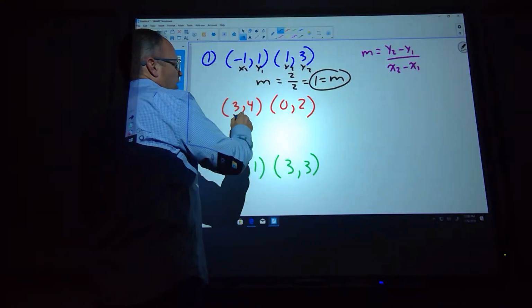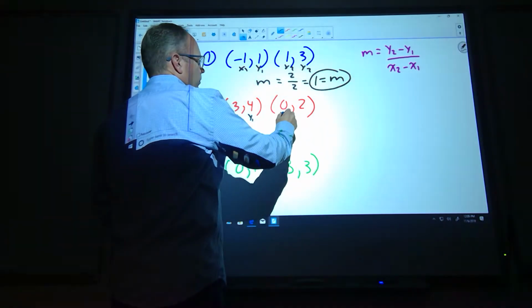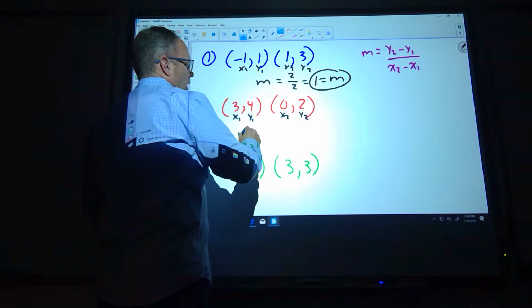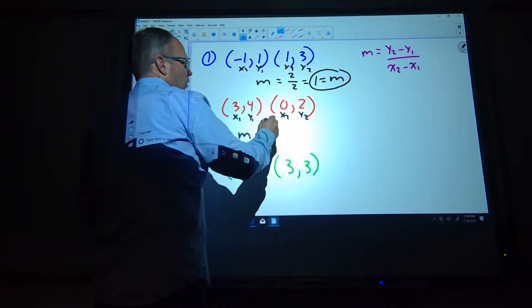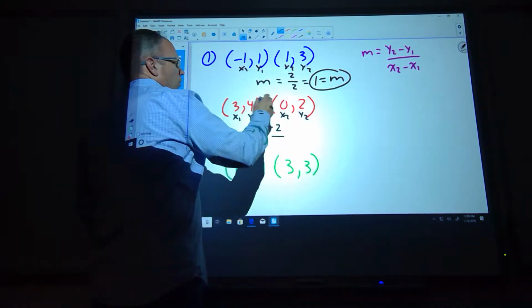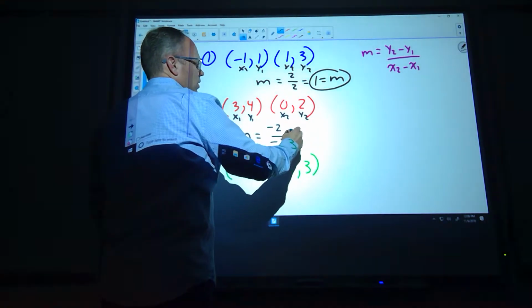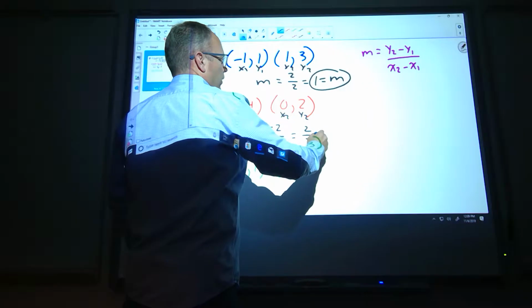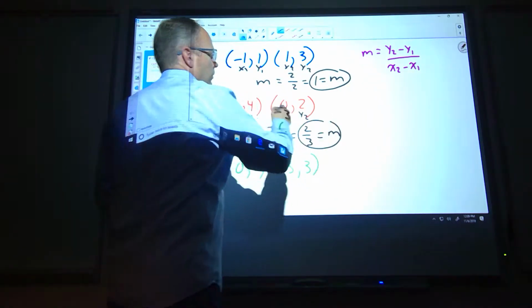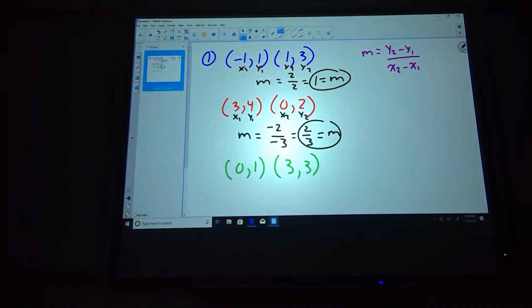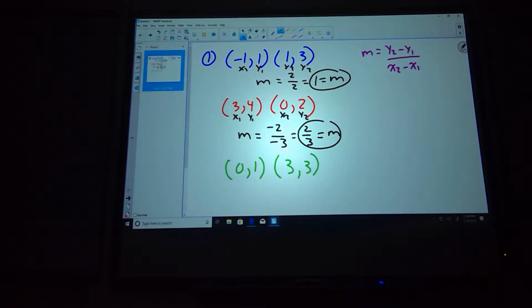Then this one I'm going to do the same thing with. Slope equation: 2 minus 4 is negative 2. 0 minus negative 3, or 0 minus 3, is this. So here I have a slope of 2 over 3. So 3 minus 1 on top, 1 minus, cool.